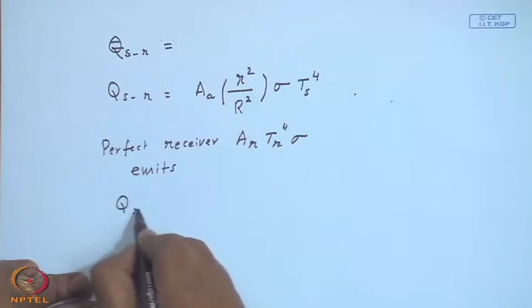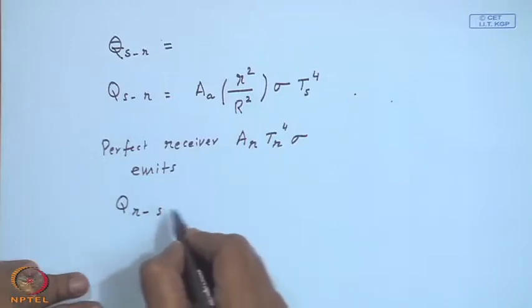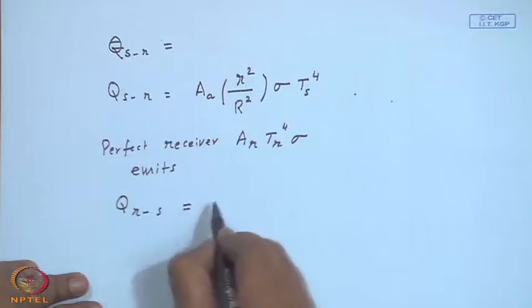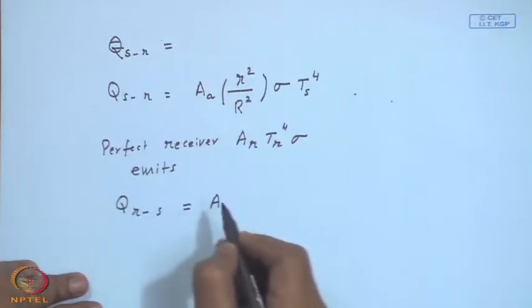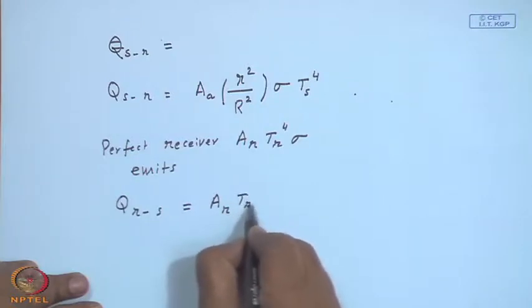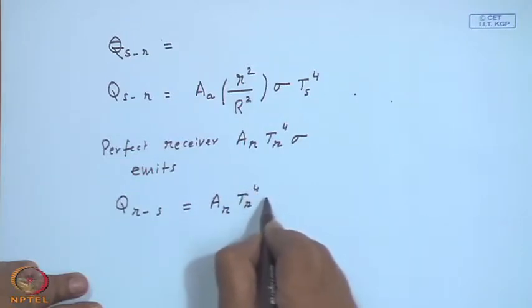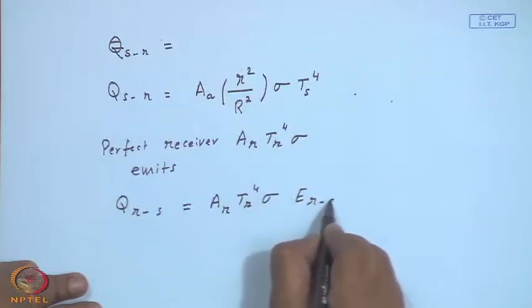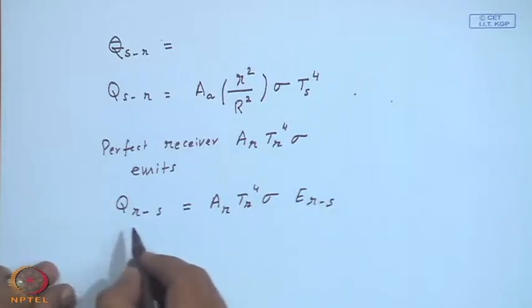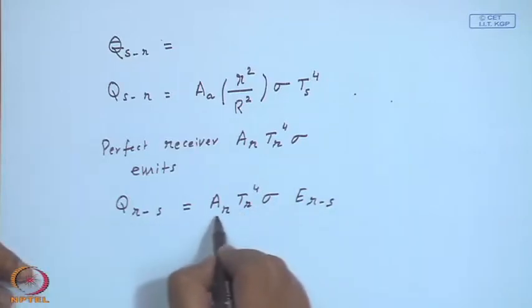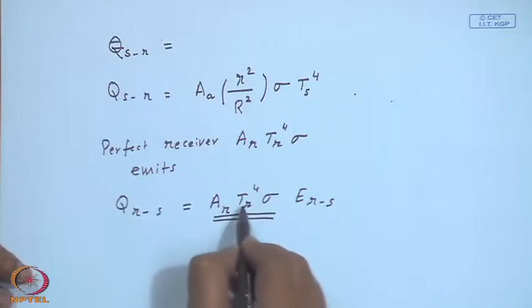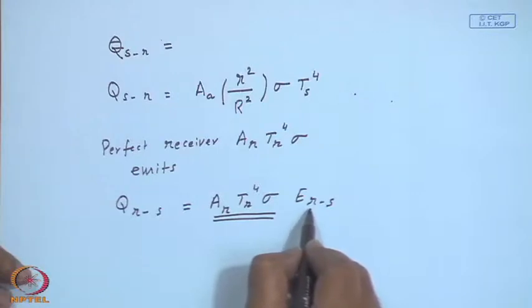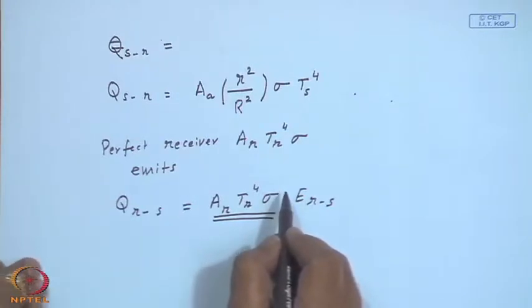Now, a fraction of this will go from the receiver to the sun, because the receiver is small and the sun is big. A_r T_r to the power 4 into sigma, of course, multiplied by the fraction E_rs. So, this is of the emitted energy at a temperature of T_r by the receiver, a fraction E_rs will go back to the sun.